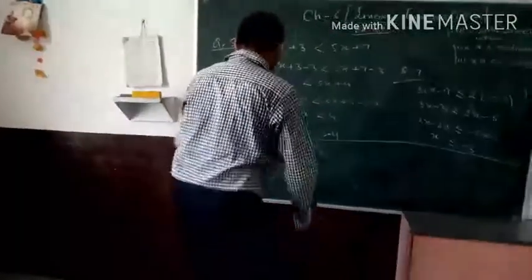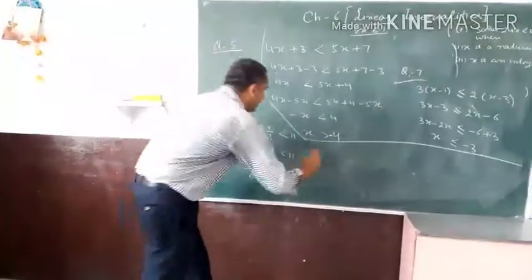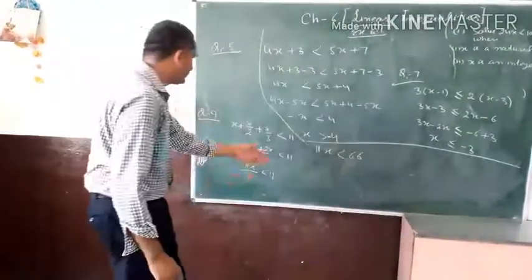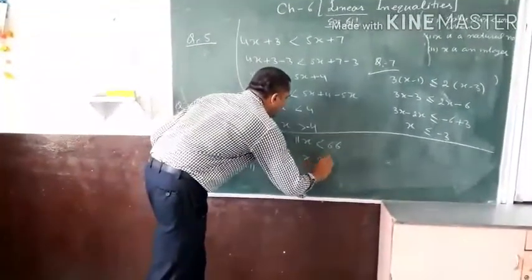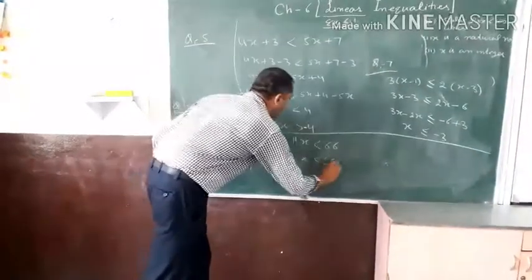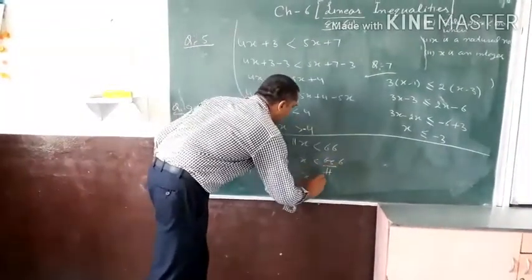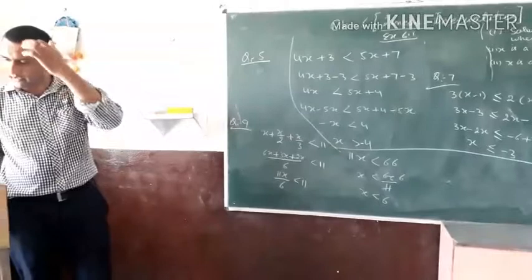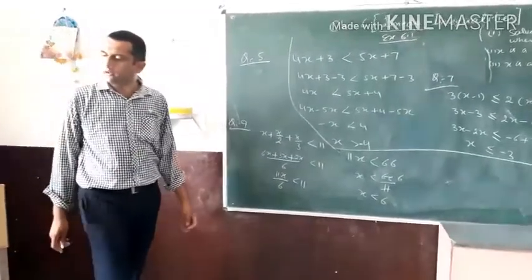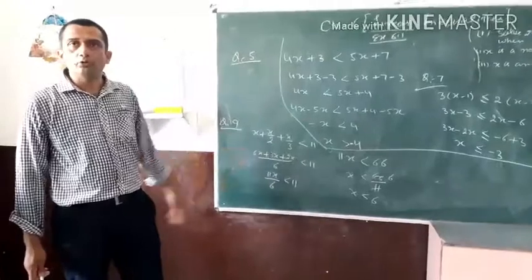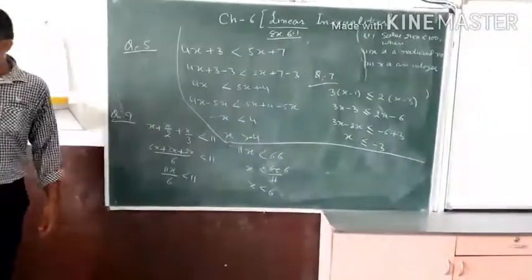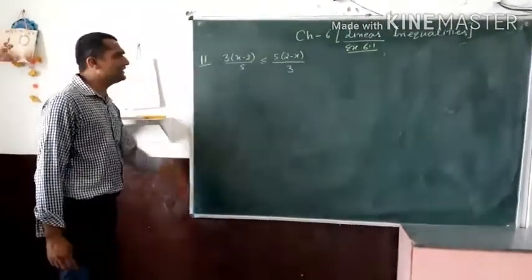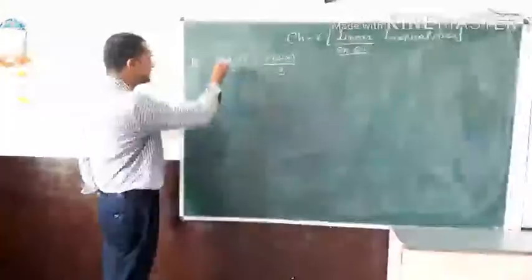So next, this will come here: 11x less than 66, and x less than 66 over 11. It will be x less than 6. So next, question number 10 is the same. Before starting question number 11, pause the video to note it down. Next, question number 11. These are very easy questions. You just have to solve simple algebra here.